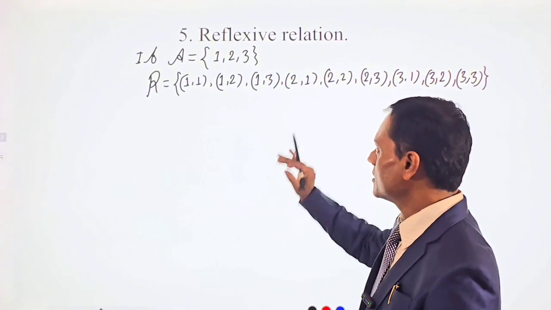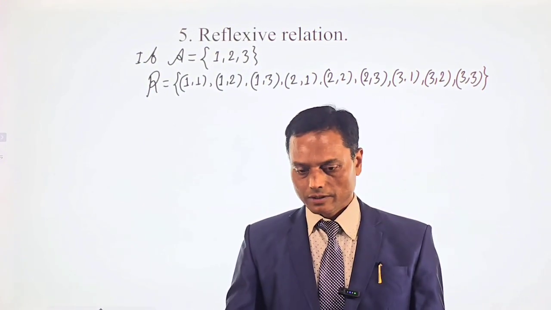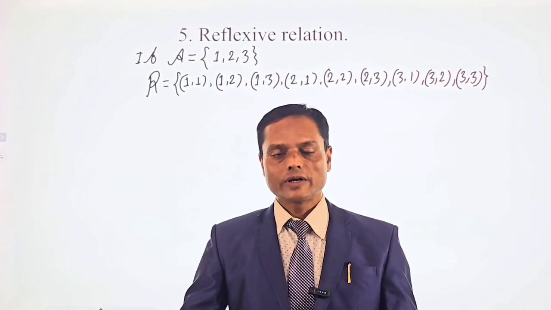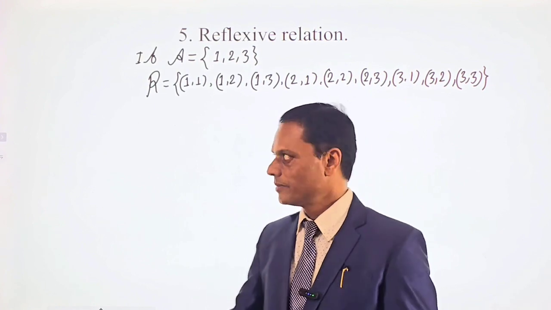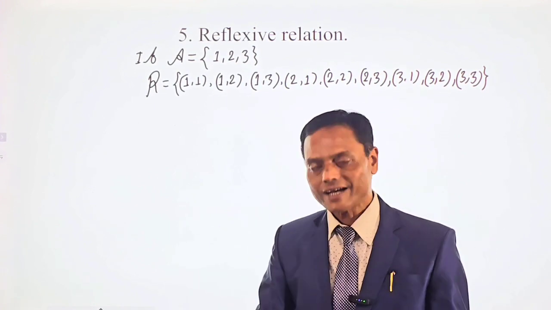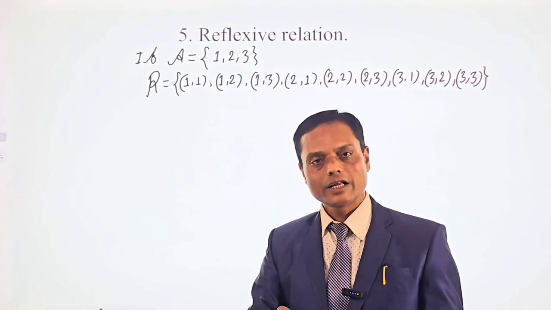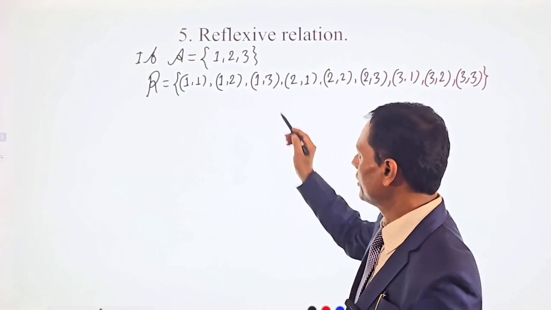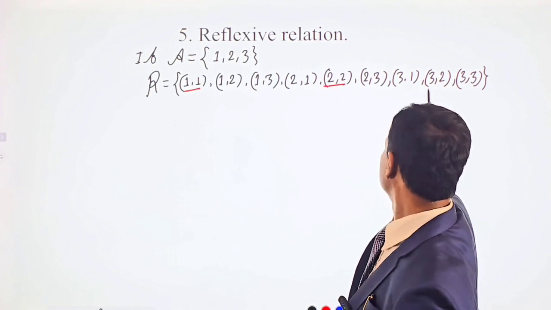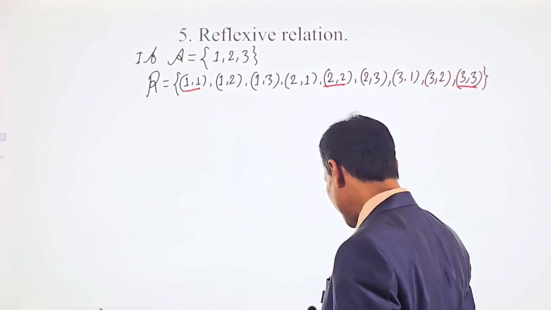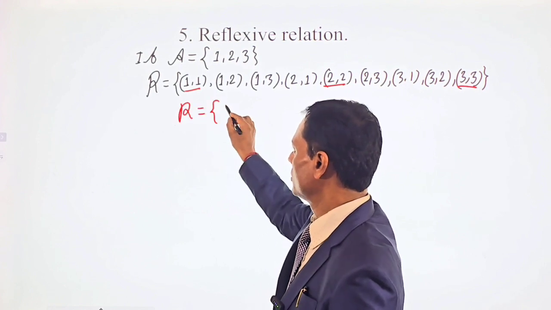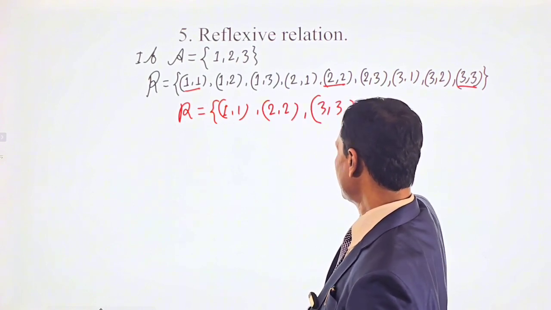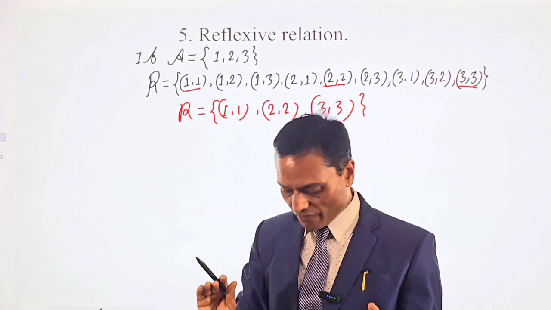The next part of the relation is the reflexive relation, right? I think you know the meaning of reflexive. When you stand in front of a mirror, of course you can see yourself inside the mirror. Reflexive. So from the universal relation, if we select the ordered pairs such that both the components are equal, then such a type of relation is called reflexive. For example, here we can see (1, 1), (2, 2), and (3, 3). If we select them like this, here R = {(1, 1), (2, 2), (3, 3)}, then it's a reflexive relation.